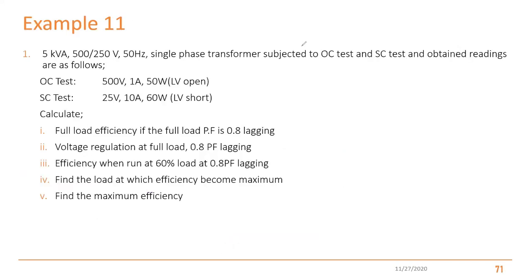Now, since I have explained the open circuit test and short circuit test, the parameters measured during the open circuit test and short circuit test are given. The open circuit voltage is 500, that is the rated value, 1 ampere, 50 watt. So the low voltage side is open, which means the parameters you are calculating are actually referred to the HV side.